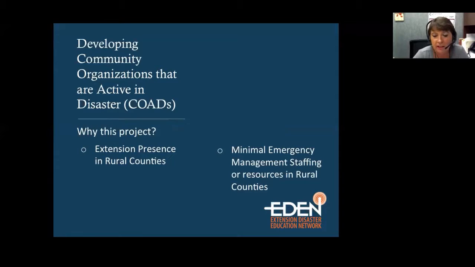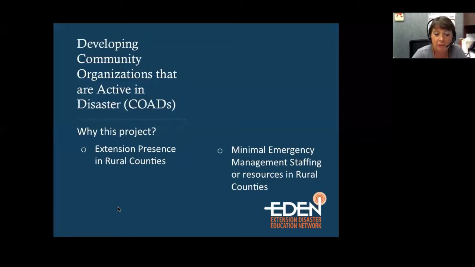in a lot of our very rural counties, there are minimal emergency management staff or resources. And where there are emergency management staff, many times they are wearing so many different hats that it's very difficult for them to manage all of the functions that are necessary in terms of disaster response.